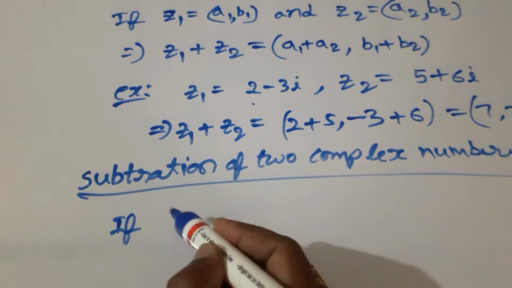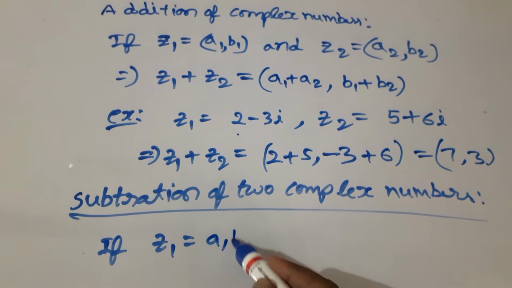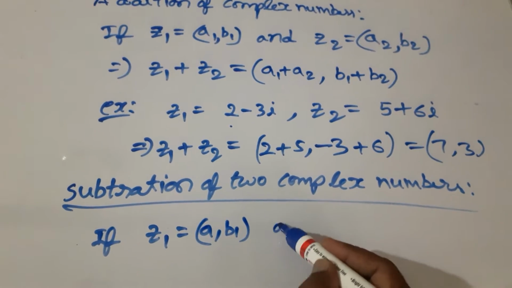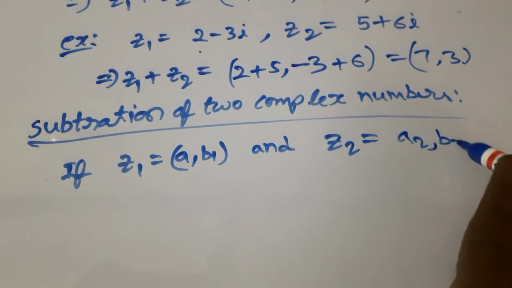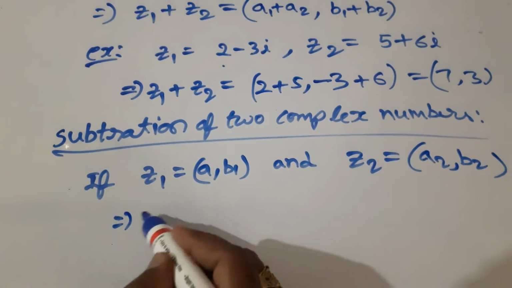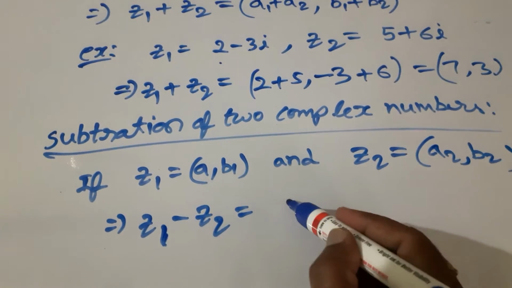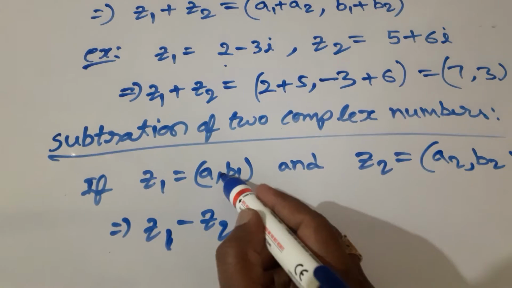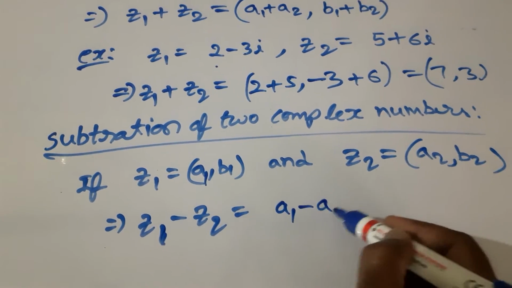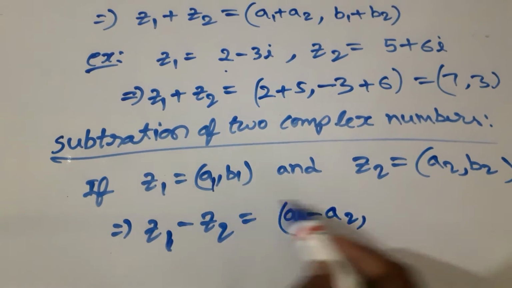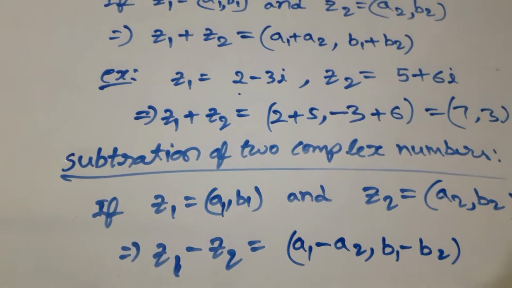If z1 is equal to (a1, b1) and z2 is equal to (a2, b2), this implies z1 minus z2 equal to: subtracting the real parts, this is a1 minus a2, comma, subtracting the imaginary parts you will get b1 minus b2. This is z1 minus z2.